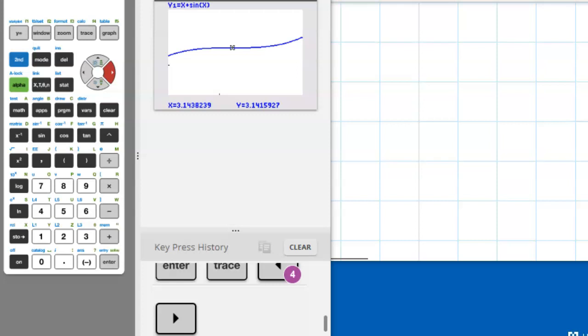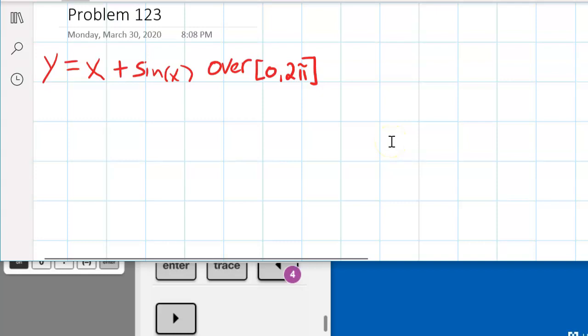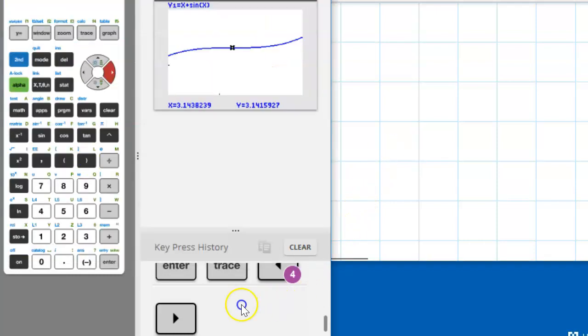Hello everyone. We're going to now continue on to problem 123 from section 4.3. Again, we're trying to find absolute maximums and absolute minimums on a given interval. So here we've got y equals x plus sine x over the interval 0 to 2 pi, and I wanted to quickly graph this. So we'll go to the TI, and I've already graphed it from 0 to 2 pi.